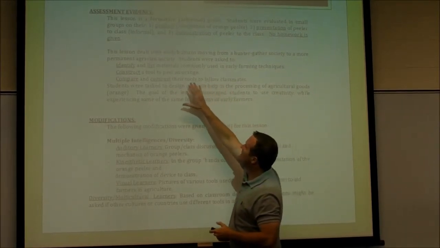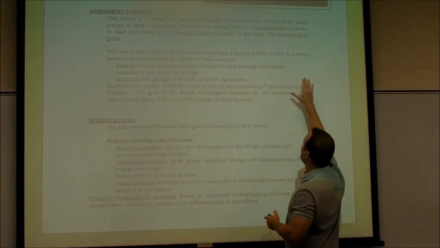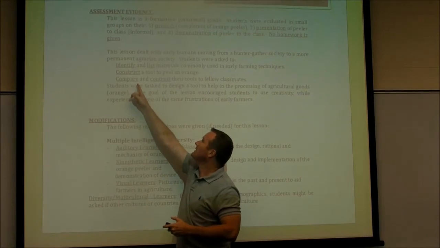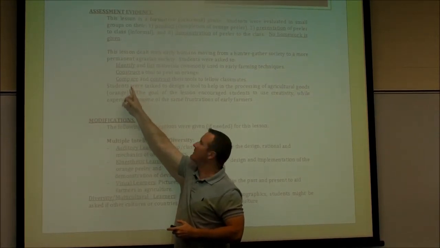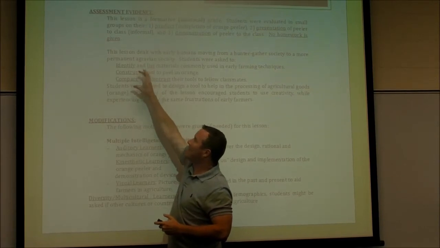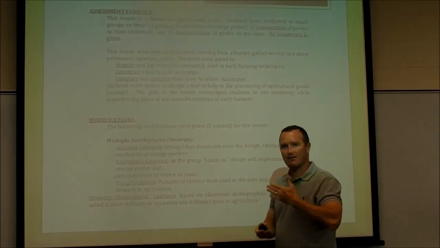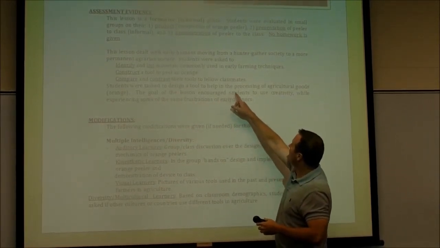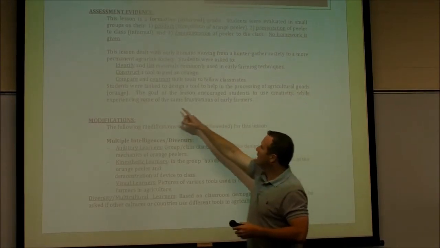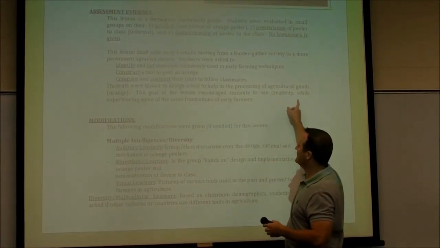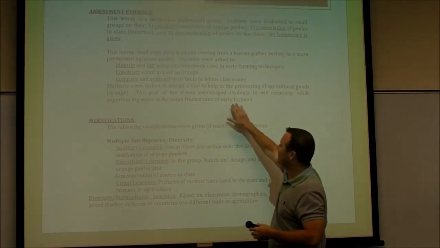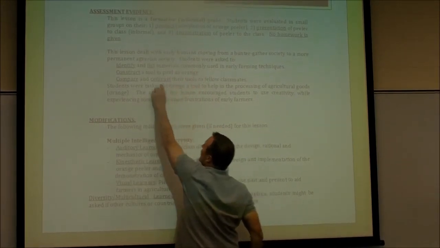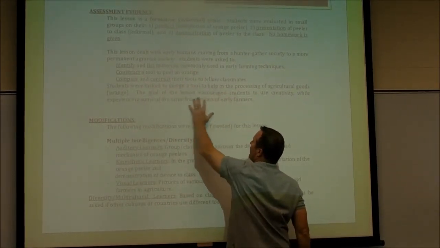And then you notice something. This lesson dealt with early humans moving from a hunter-gatherer society into a permanent agrarian society. Students were asked to... oh my gosh, call me crazy, but these are your 3 measurable objectives at the very beginning of your lesson. You're going to take those 3 measurable objectives and you're going to put them right back here. Why do we do this? You're summarizing again for me what you've done. Students were tasked, and you're telling me what they were doing to help the process of agricultural tools. The goal of this lesson was to encourage students to use creativity while experiencing some of the same frustrations of early farmers. So in sum, you're telling me how you're assessing them, you're telling me what they did, and you're telling me in a summary what happened.